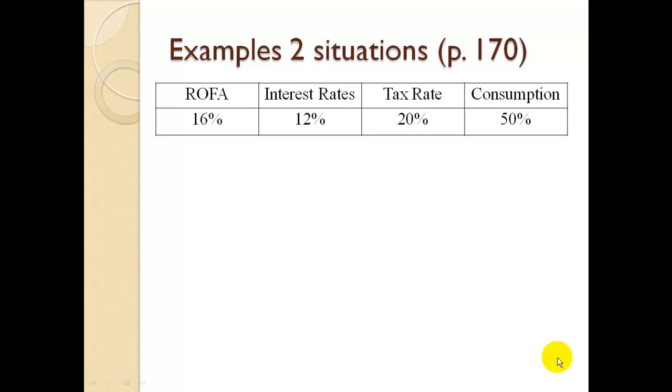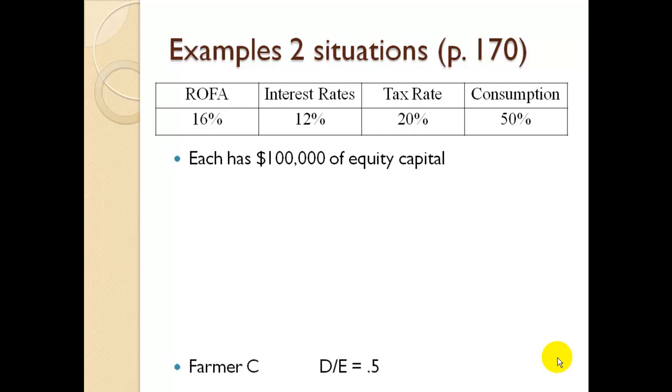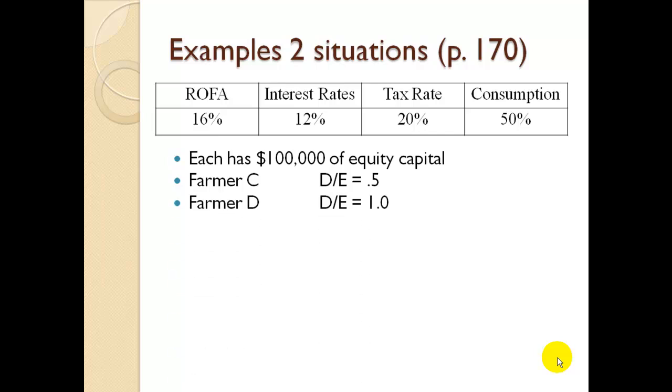So let's do an example, and this corresponds to page 170 in your textbook. We have a situation where return on farm assets is 16%, the interest rate is 12%, the tax rate is 20%, and consumption is 50%. So we have two situations. Each farmer has $1,000 of equity capital. However, farmer C has a debt to equity ratio of 0.5, which means 50 cents of debt for every dollar of equity. And farmer D has a debt to equity ratio of 1, $1 of debt to $1 of equity. So farmer D is more highly leveraged than farmer C.